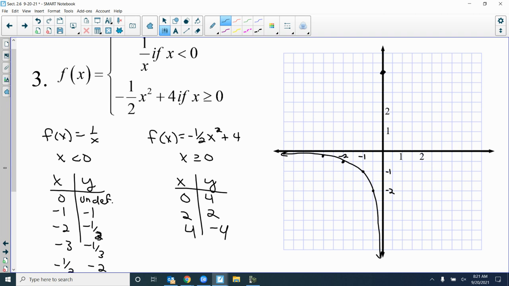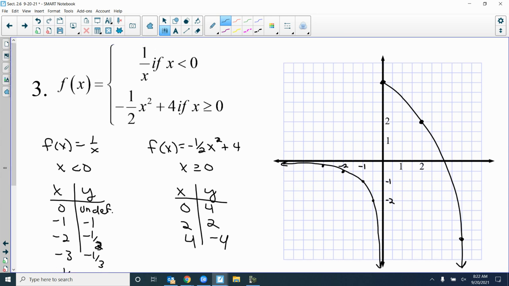which is up here. I got 2, 2, which is here. And then I got 4, negative 4, which is down here. It has to be a parabola. Okay, well, it's going to be an upside down parabola. So it's going to look like that. So you got to pick points for both. You got to know what the function looks like. And then you got to pick points for both. Ooh, don't go past it. And so it does exist at zero. Okay.